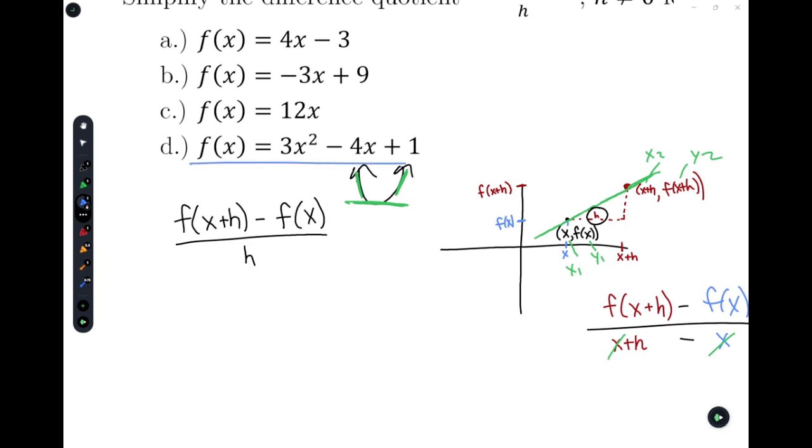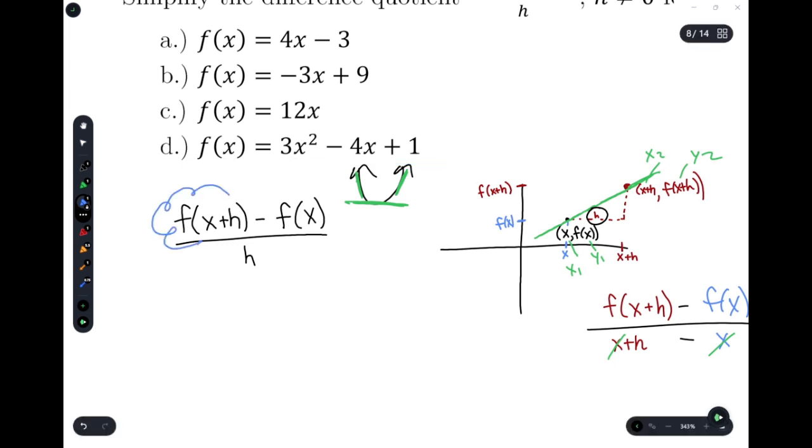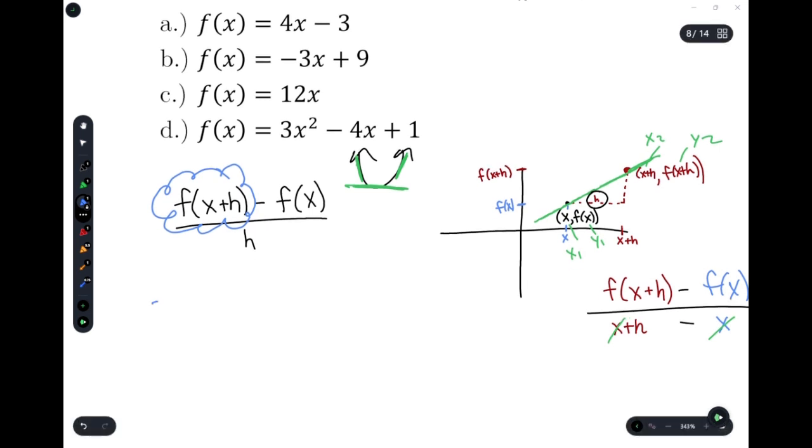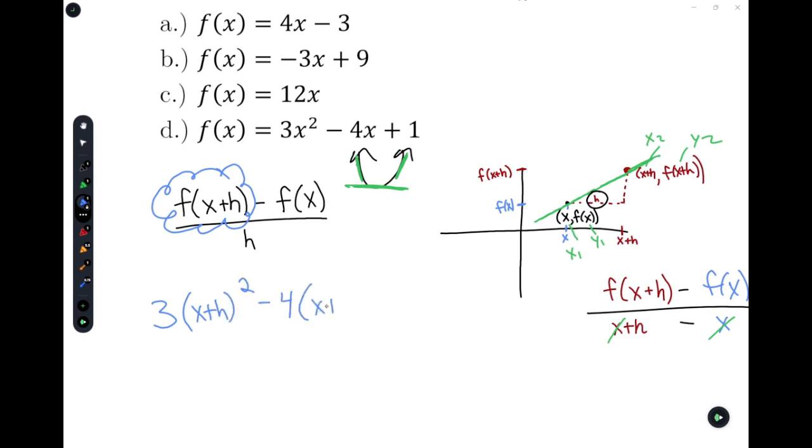The blue equation is this equation, right? No, the blue equation is this equation, this bubble. Let's do the blue bubble first. We get 3. What goes into the x? Squared. Minus 4. What goes into the x? Do it again. Be careful. We're just doing the blue bubble. Plus 1?